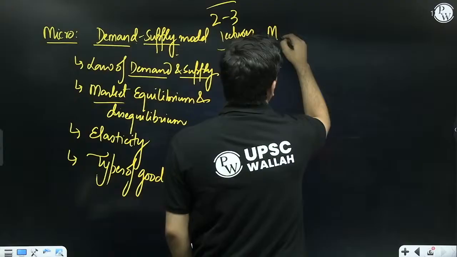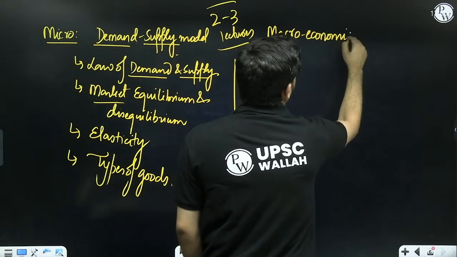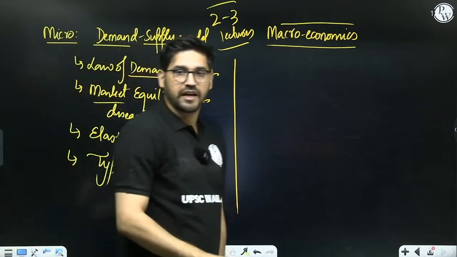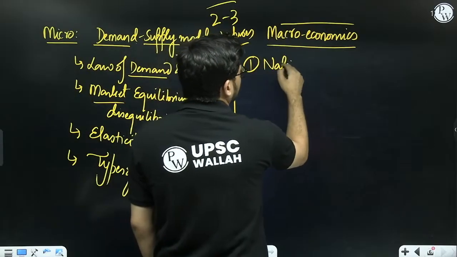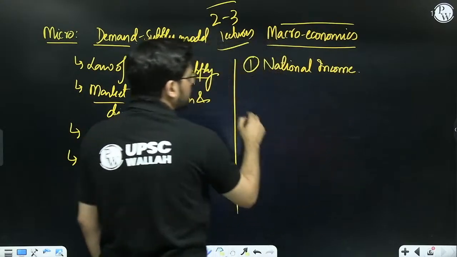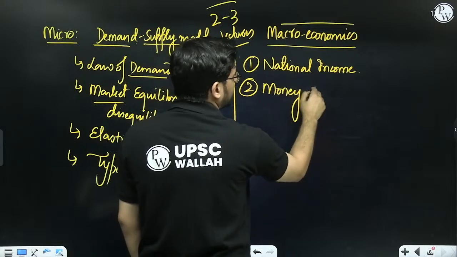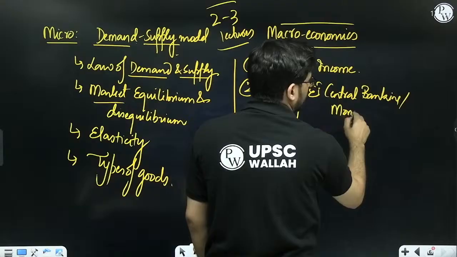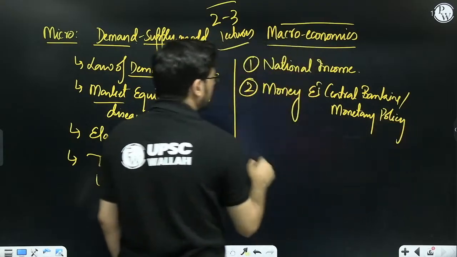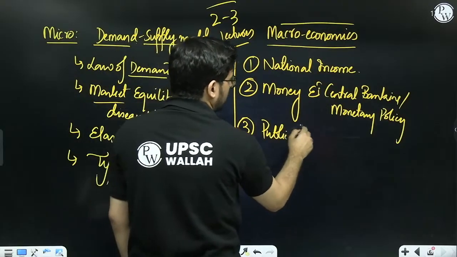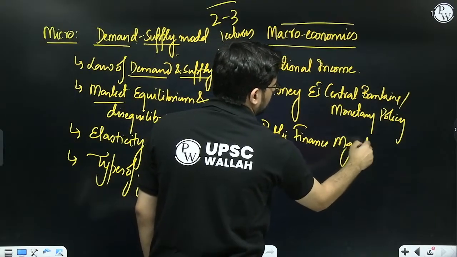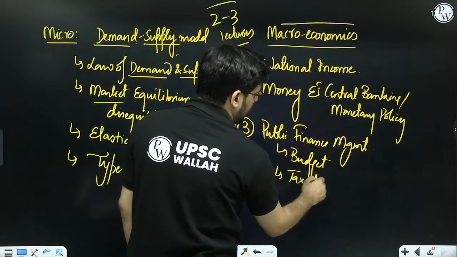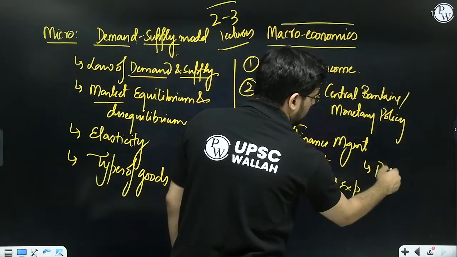In the macroeconomics part, what will we be discussing? Macroeconomics will be about some very, very critical macroeconomic indicators. The macroeconomic indicators we will study, first is called national income. Then we will study something which is very important, which is money and central banking, or you may want to call it money and monetary policy. Then we'll be discussing what is called public finance management. Here we will be discussing budget, that is taxation and expenditure. We'll also be discussing something called public debt.